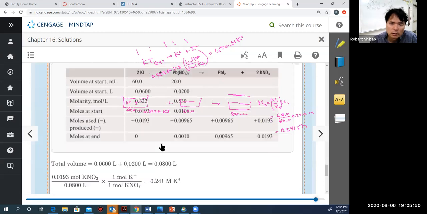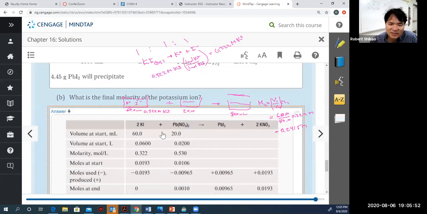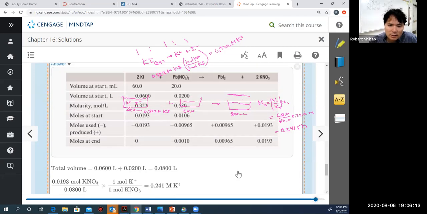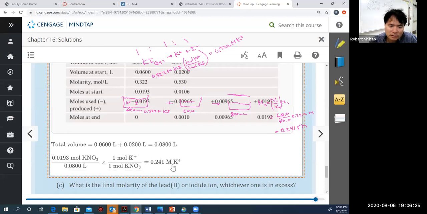What they did was a little stoichiometry table. The limiting reagent was the potassium iodide, and potassium iodide is going to make the KNO3. So they figured out how many moles of KNO3 they made, and based on that, they divided by the total volume at the end, 80 milliliters or 0.08 liters. So this is how they did it.